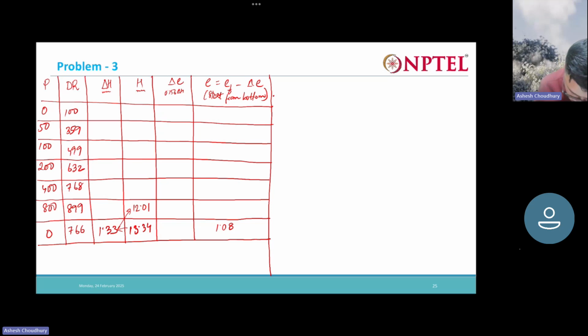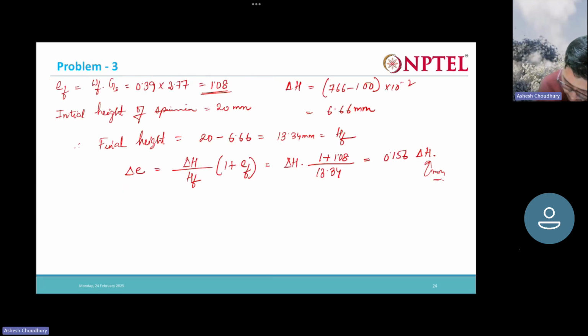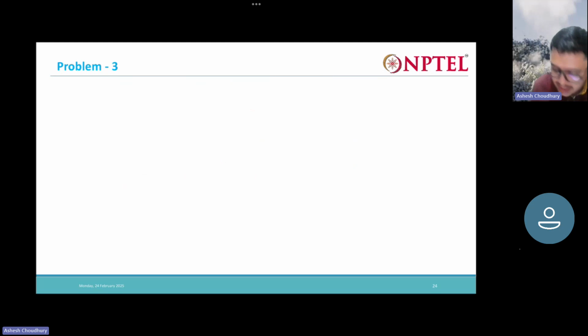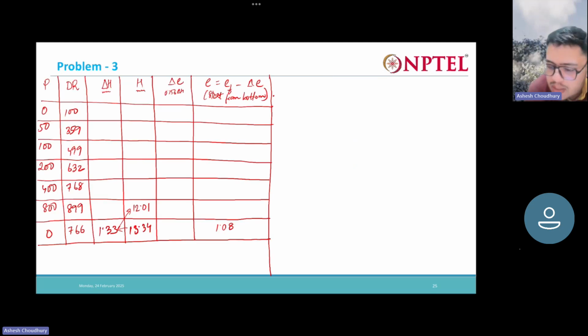And similarly here, 1.08 is the void ratio. And what is my change in void ratio? 0.156 times delta H. What is my delta H? 1.33. If I multiply, I get 0.207. So this minus this will give me this. It is nothing but 1.08 minus 0.207, which is 0.873.